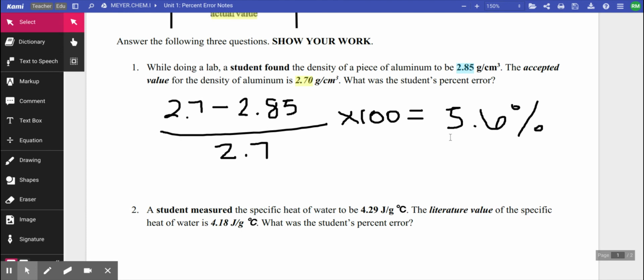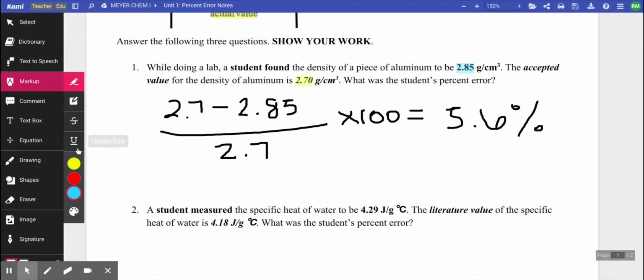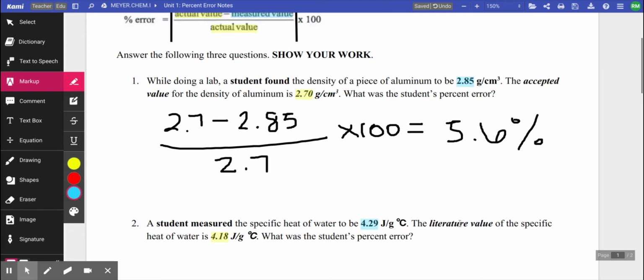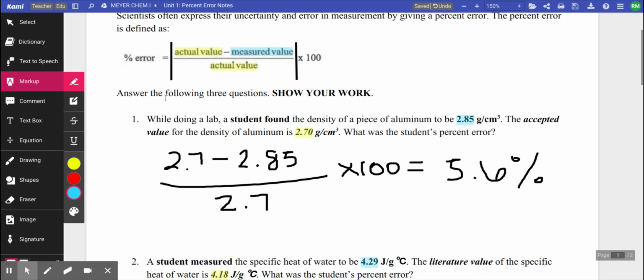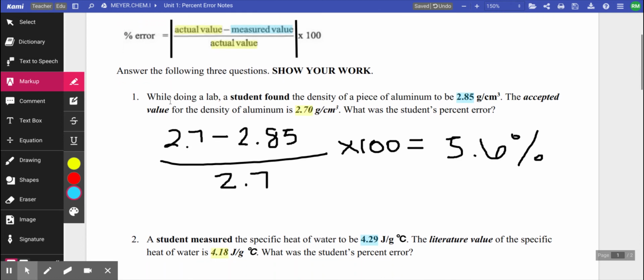So again, we need to figure out our actual value and our measured value. So our actual value, the literature value, is 4.18. Okay? What we measured it to be in lab is 4.29. So again, just take these numbers and plug it into the equation given to you. And yes, you do need to remember this equation for your test. Okay? It will not be given to you.